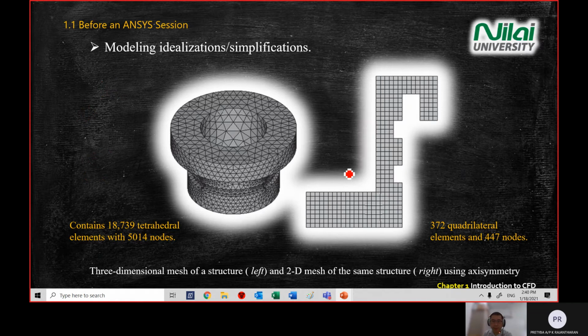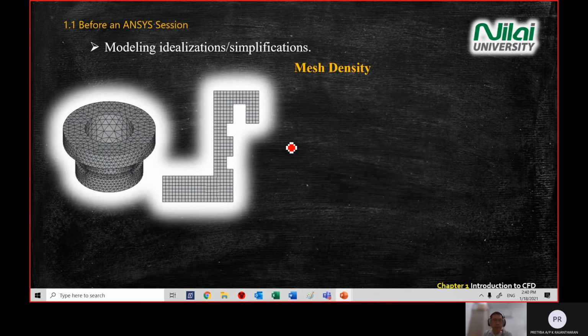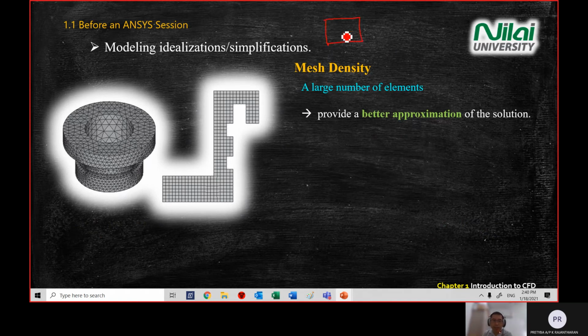The next one, look at the mesh density. Mesh density means that if you have a body, you do discretization, meaning you break it into small elements. So mesh density means how many elements you break it into. What is the resolution of your simulation? Okay, so if you have a lot of elements, for example the one that I draw on the screen here, model A, let's say you only have 100 elements, model B, you have 300 elements.